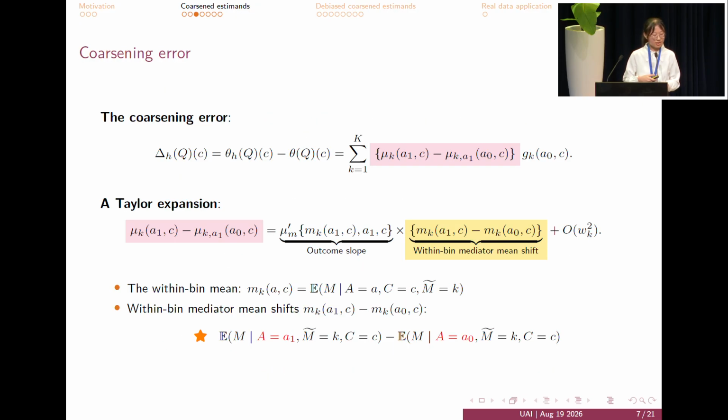Now let's check this within-bin difference more carefully. The overall coarsening error is the weighted average of this within-bin difference. And here I don't want to show you much detail about the proof. I just want to give you an intuition. By the Taylor expansion, we can write these within-bin differences by the outcome slope times the within-bin mediator mean shift plus the second order term. Here, the within-bin mediator mean shift is exactly the difference between mediator means within the same bins but under different treatment levels.